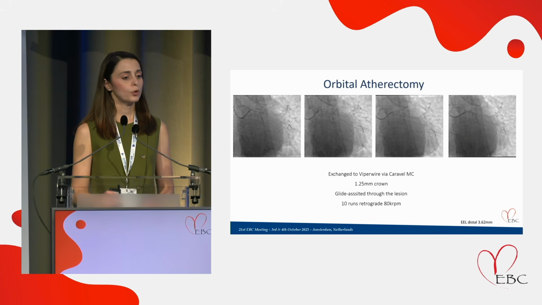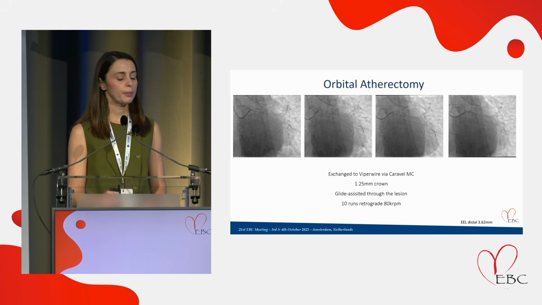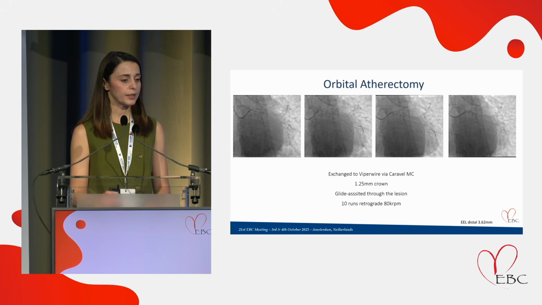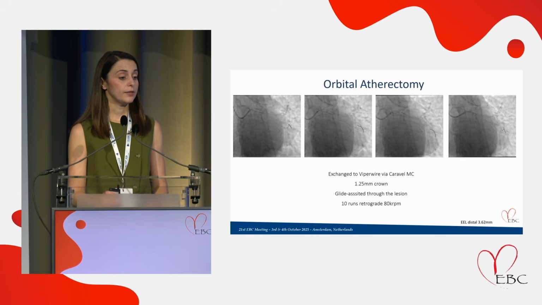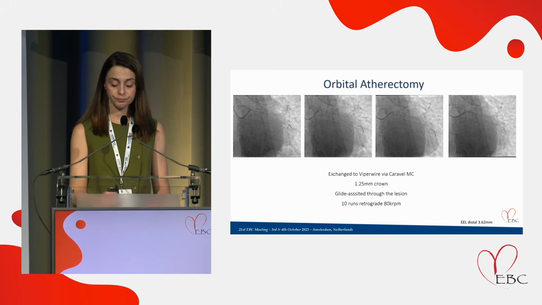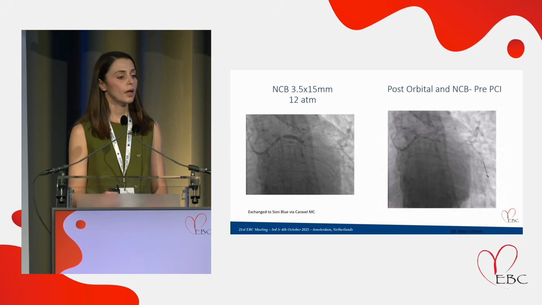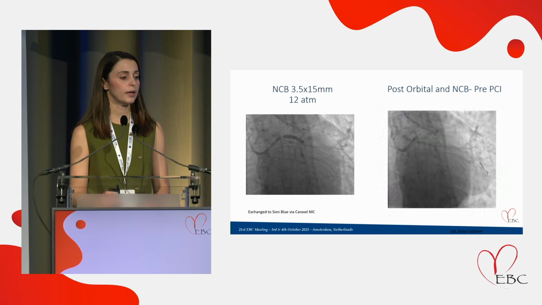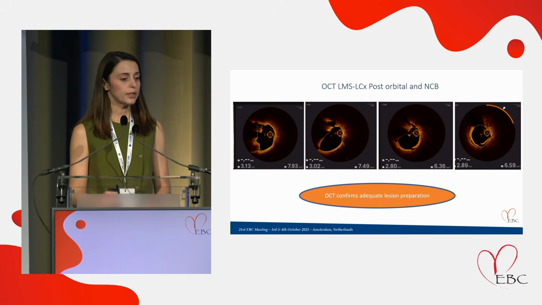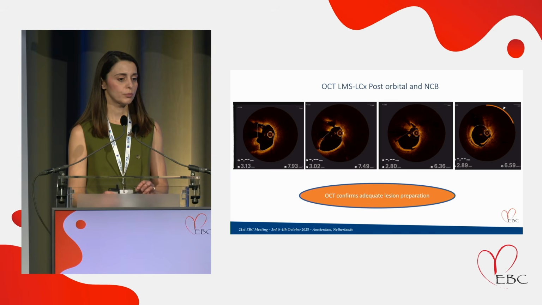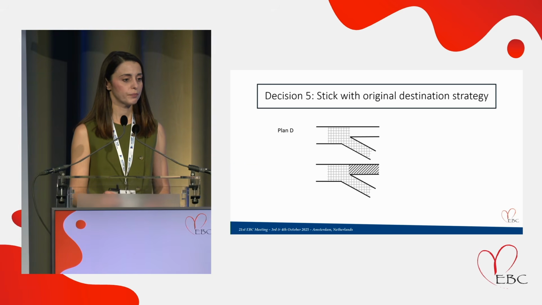So I performed orbital atherectomy, exchanged to a Viper wire via a Caravel microcatheter. It was a 1.25 millimeter crown. To improve the safety, I glide assisted through the lesion and performed 10 runs, mostly retrogradely. An NC balloon, 1-to-1, fully expanded later. And OCT confirmed adequate lesion preparation. So we've got fractures of the calcium, and we've got a dissection.